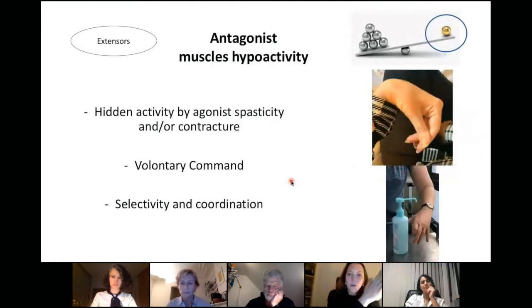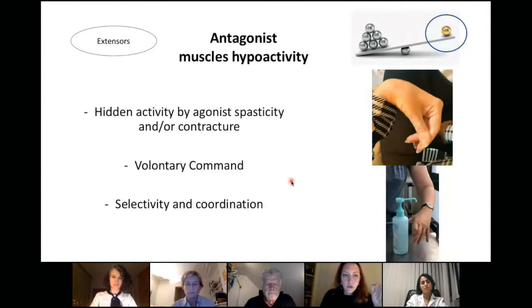This was for the hyperactivity of the agonist muscles. Now, for the antagonist muscles hypoactivity, as I said, it's not due to a palsy because the muscles are not denervated, but it can have several etiologies.